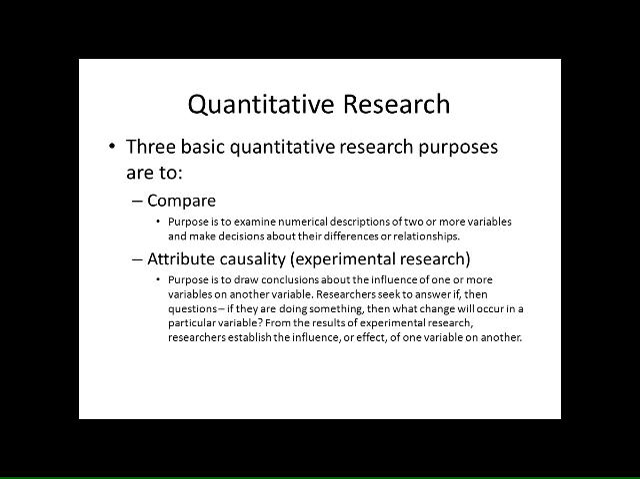When you're talking about comparing, you're examining these descriptions of two or more variables to make decisions about the differences or about their relationships. That's a pretty simple concept to wrap our heads around for now. The third is to attribute causality, and we know that is experimental research. The idea is so you can draw conclusions about the influence one variable has over another. It's essentially an if-then approach to gaining knowledge, to knowing, so it's algorithmic in that sense. One particular variable will have an influence over another. That's essentially the gist of what we have on the slide.